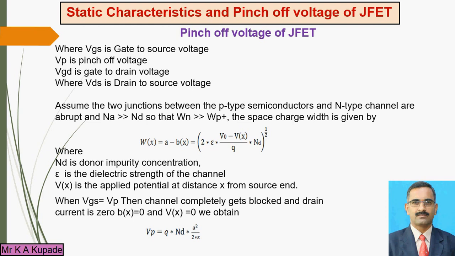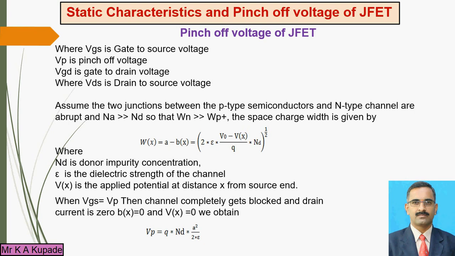Then the space charge width is given by Wx = A - Bx = (2 epsilon (V0 - Vx) / (Q Nd)) raised to 1/2. Nd is the donor impurity concentration, epsilon is the dielectric strength of the channel, and Vx is the applied potential at the distance x from the source end. Right? Source end, remember that thing. So this is the equation considered.